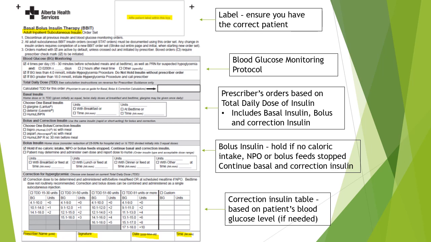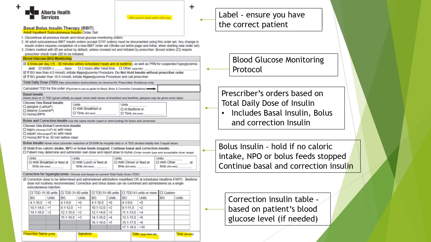The other thing it'll indicate on the order sheet, going back to the top box there, is it highlights the blood glucose monitoring procedure. And in hospital, it's fairly standard of doing the blood glucose monitoring 4 times per day, 15 to 30 minutes before scheduled meals and at bedtime. So that's generally standard practice. So that box is already checked off. Now, if there are any other things where there's alterations in that monitoring procedure, the doctor will specify those orders.